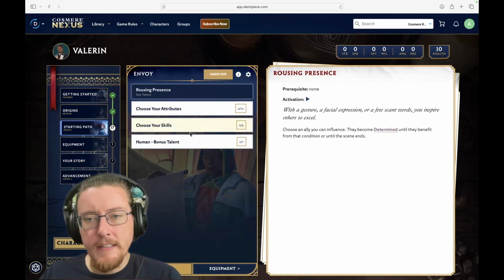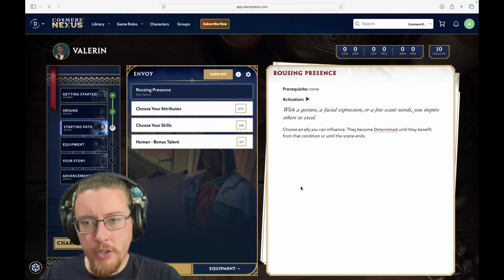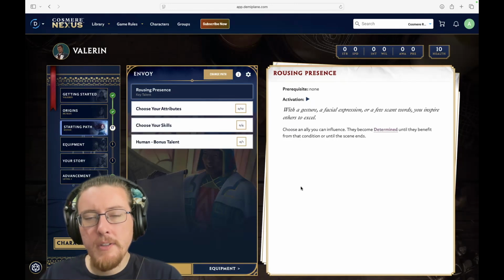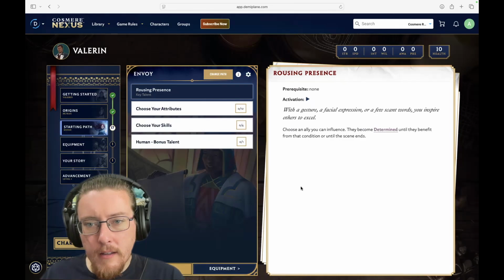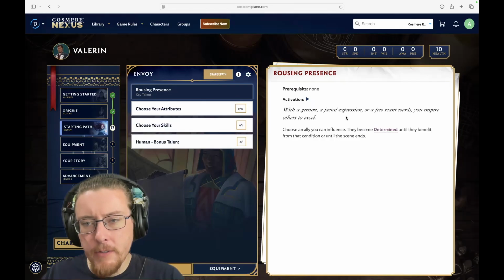There are a bunch of talents that we can choose as we level up. I'm going to look at presence as my main attribute unless some of those talents really pull me towards willpower, okay? So as an envoy, we get Rousing Presence. When you use this with an activation of one, with a gesture, a facial expression, or a few scant words, you inspire others to excel.